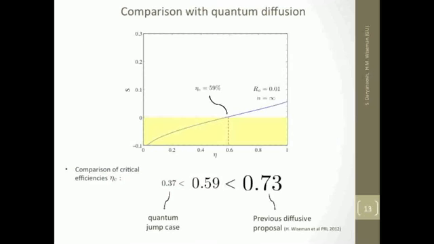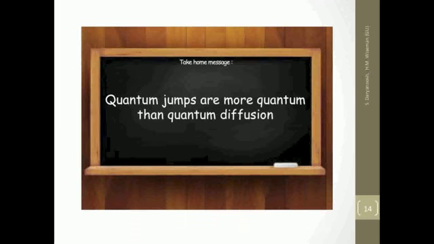To have a fair comparison, we did calculations for diffusive unravelings, and it turns out that although the critical efficiency required to violate an EPR-steering inequality is less than the former proposal, namely 59% compared to 73%, 59% is still far above the 37% efficiency we've shown is sufficient for quantum jumps. And therefore, that is why we say quantum jumps are more quantum than quantum diffusion.